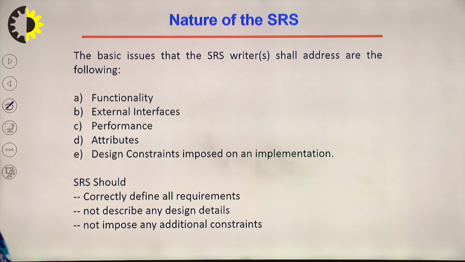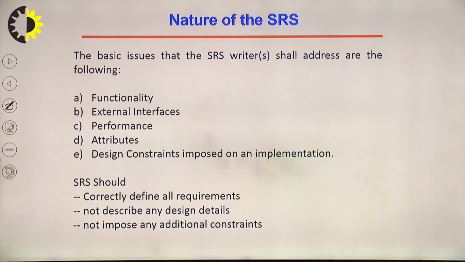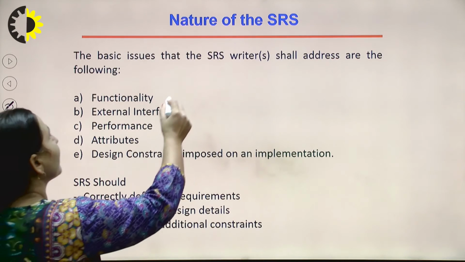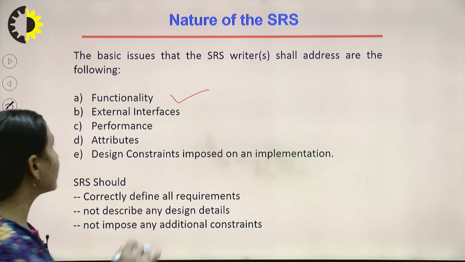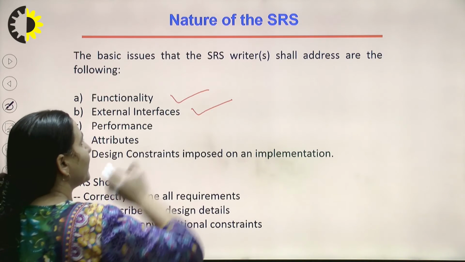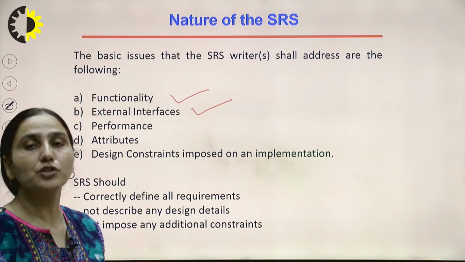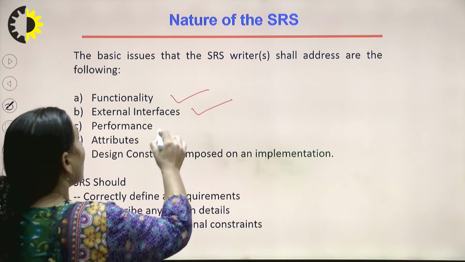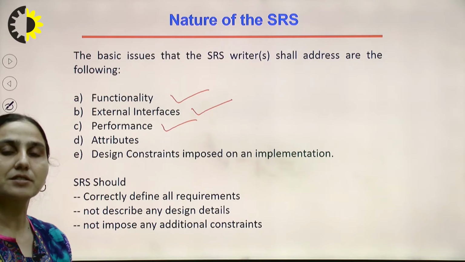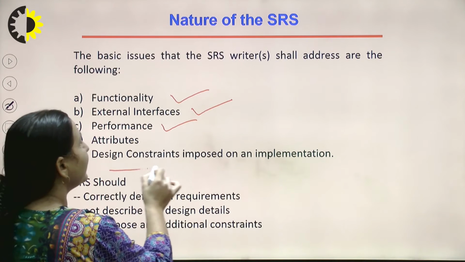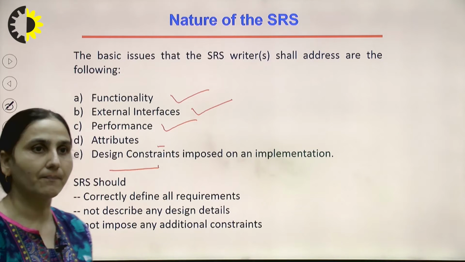So what is the nature of this software requirement specification? The basic issues that the SRS writer shall address are the following. What is the functionality of the system? It needs to be properly incorporated in the SRS. What are the external interfaces, that is, the medium through which the end user is going to interact with the system? How is the system responding, what is the performance of the system, and what are the different attributes that the software has? Again, the design constraints imposed on a particular implementation of the system.